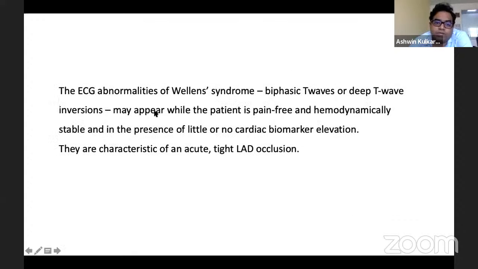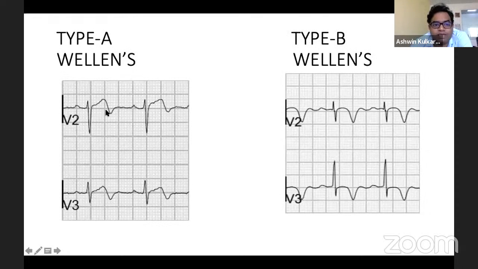Wellens syndrome is very important because the patient generally appears pain-free and is hemodynamically stable, but it is generally an acute tight LAD occlusion. So once again, Wellens syndrome patients apparently don't have chest pain at presentation, they will be hemodynamically stable, and there will be little or no cardiac biomarker elevation, but it is an acute and tight left anterior descending artery occlusion. So this is very important. Once again, this is type A Wellens where there is a biphasic T wave, and type B Wellens where there are inverted T waves.